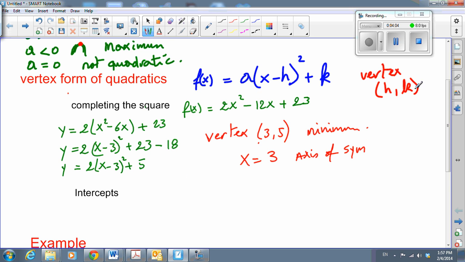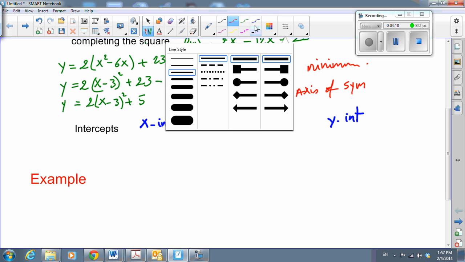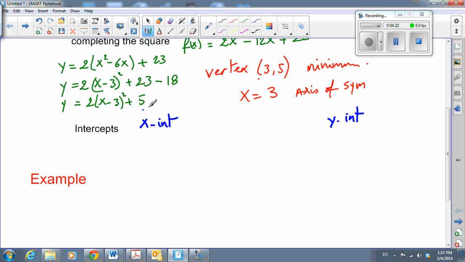Let's talk about the intercepts now. We have two types of intercept. I can talk about the x-intercept and the y-intercept. For the x-intercept, the best way to work with it is to set y equal to 0. Compared to the y-intercept, where you will set x equal to 0.